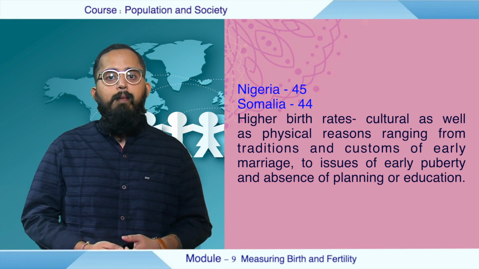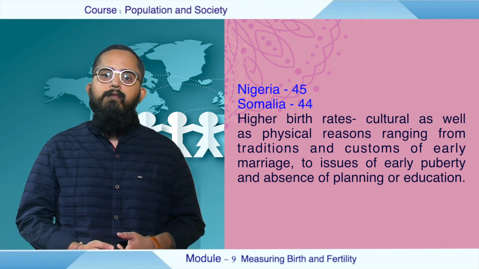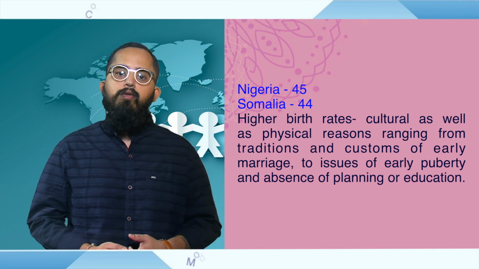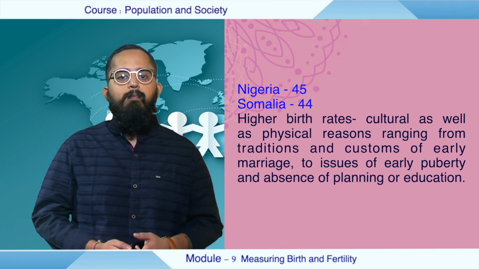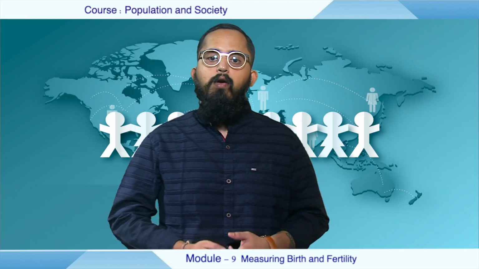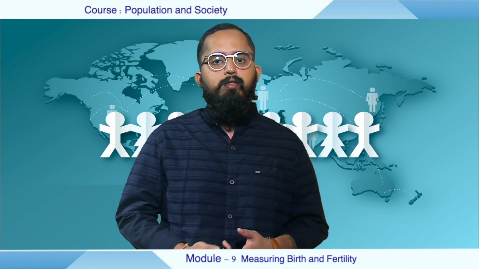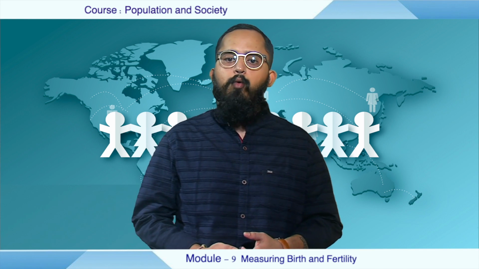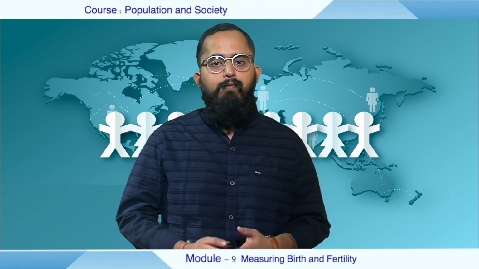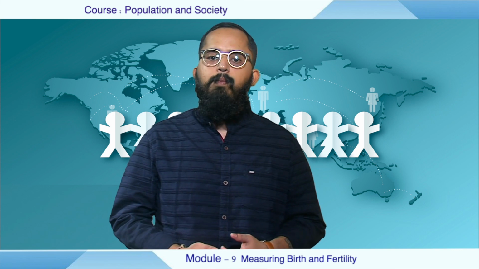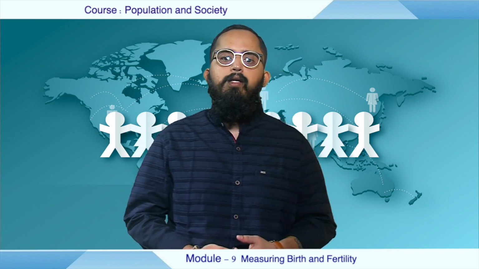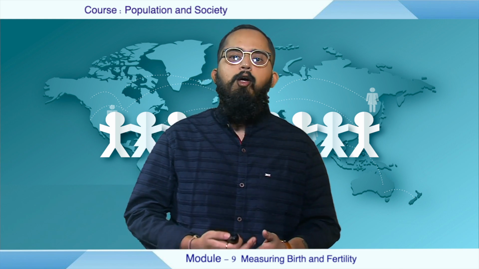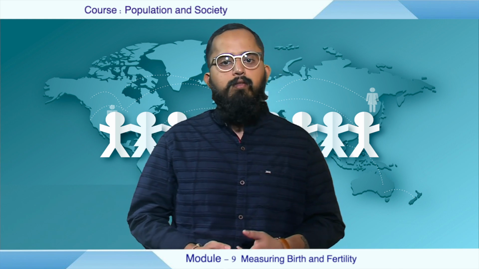Higher birth rates can be attributed to cultural as well as physical reasons, ranging from traditions and customs of early marriage to issues of early puberty and absence of planning or education. The map also signifies for a demographer or a social scientist the large difference in population growth and the overall approach towards procreation between the developed, developing and underdeveloped countries. The pictorial representation perhaps then opens a large number of academic questions around economy, polity and culture in these different societies.